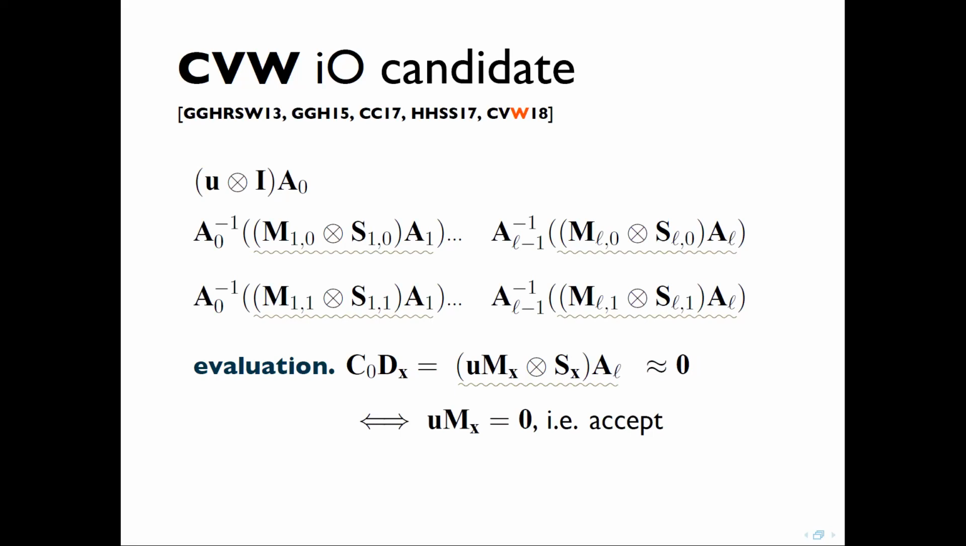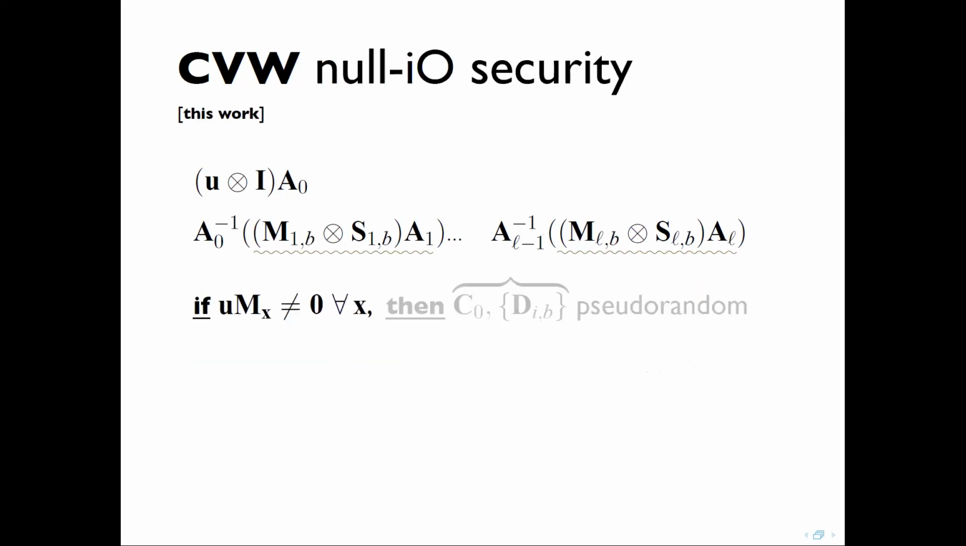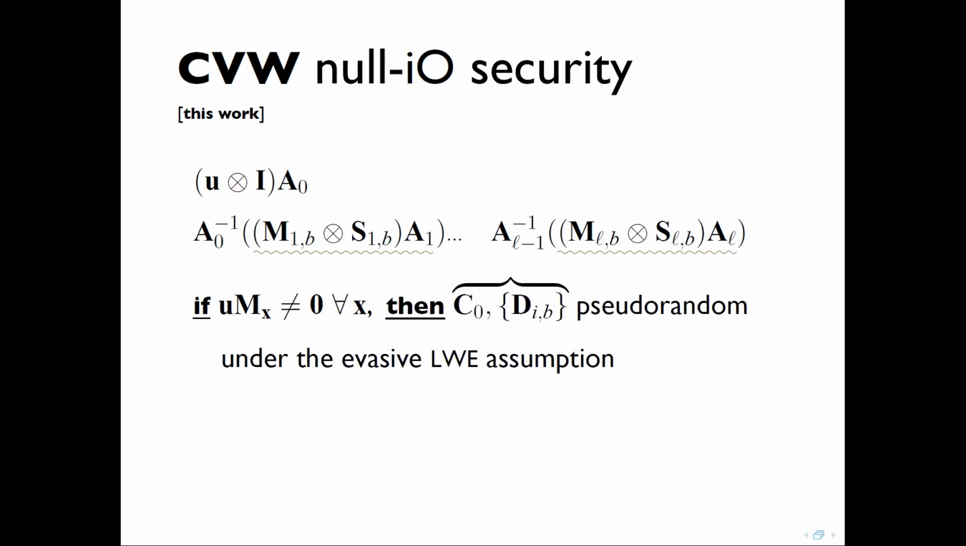Now let's look at the proof of security. We want to prove security of this scheme as a null IO scheme, which means that if you obfuscate a null program, a branching program that rejects all possible inputs, so the subset product is non-zero for all possible inputs, then these encodings are going to be pseudo-random under the evasive LWE assumption. What do I mean by pseudo-random here? The C0 encoding looks like a uniformly random matrix, and the D matrices look like uniformly random Gaussians.